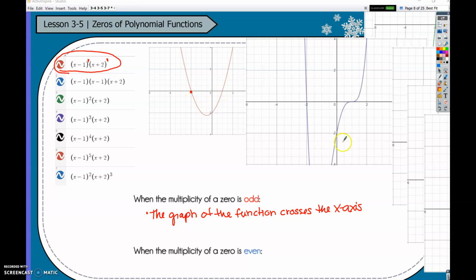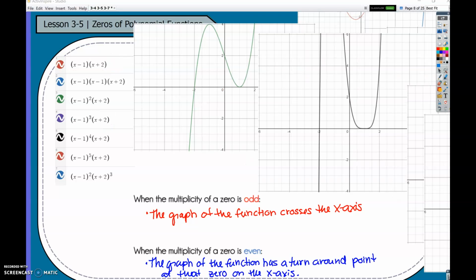Do keep in mind, though, that there are sometimes when the multiplicity is odd, for example on this purple graph. When it was odd and a power of 1 here at -2, it went straight through like we would expect it to, but sometimes it goes from either negative to positive or positive to negative by delaying or flattening out just a bit, but it still does change signs.